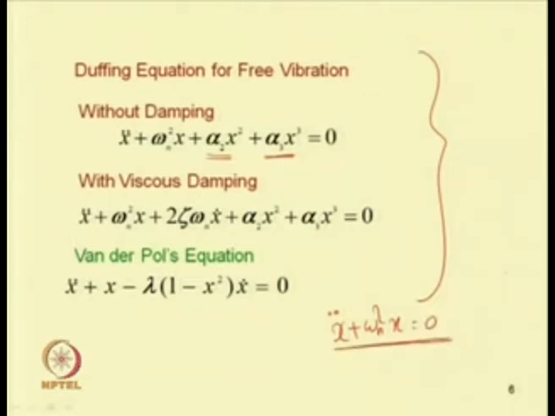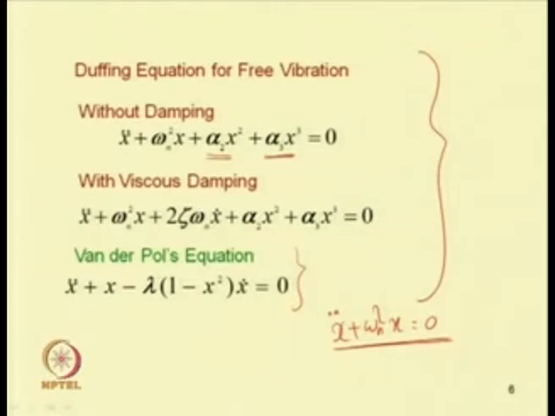In case of viscous damping, we can write this Duffing equation in this form: x double dot plus omega n square x plus 2 zeta omega n x dot plus alpha 2 x square plus alpha 3 x cube equal to 0. Also, the van der Pol equation can be written in this form: x double dot plus x minus lambda into 1 minus x square into x dot equal to 0.